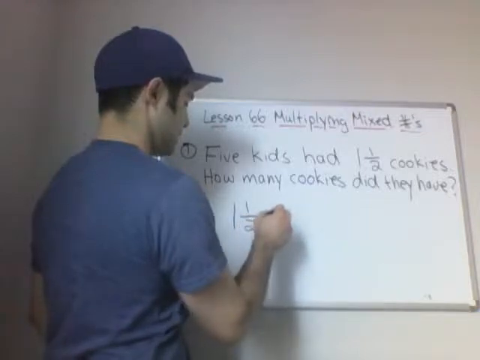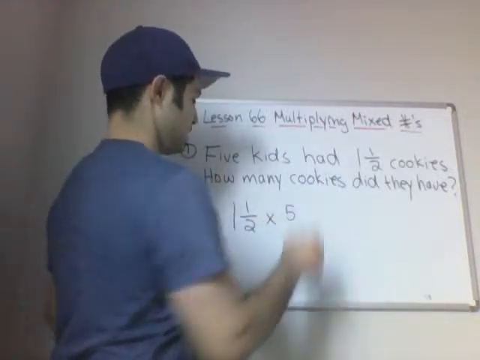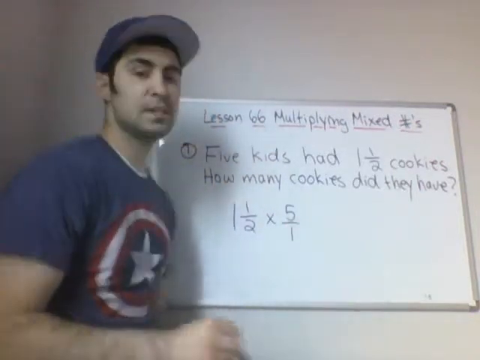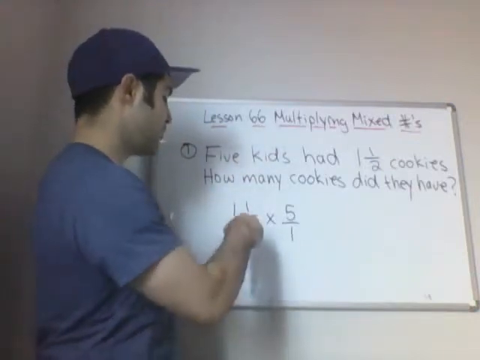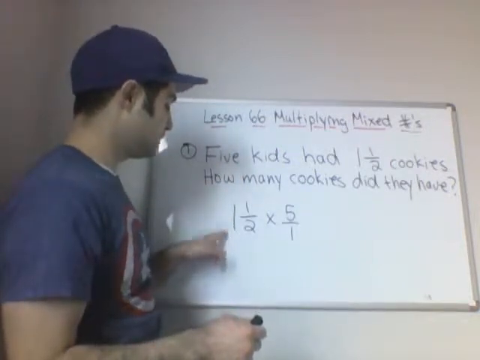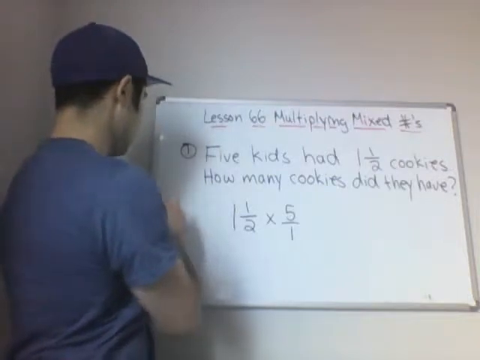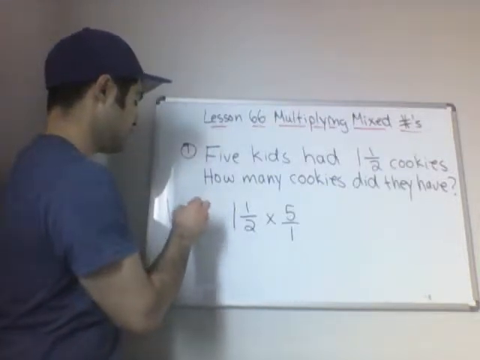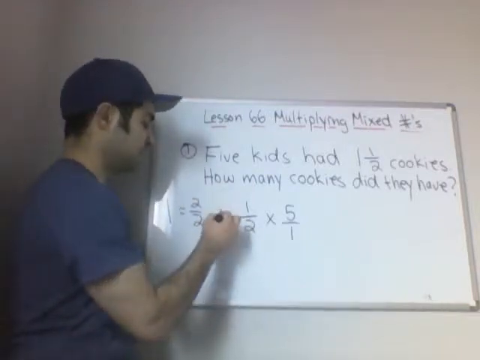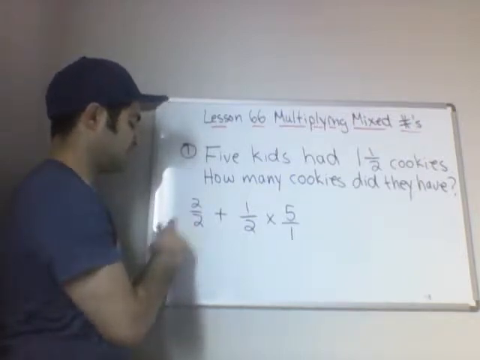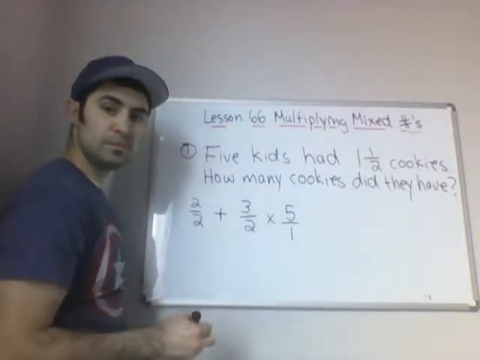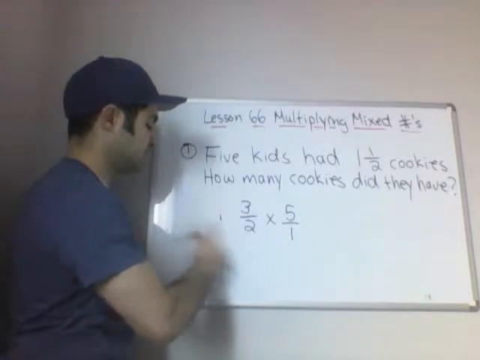So I'm gonna take 1.5 times five kids. You guys know how to make that into a fraction. Put it over one. There, five is now 5/1, which is a fraction. Now, in order to make this into a fraction, we got to do the backward C. You know that one is really equal to 2/2. So I'm going to take 2/2 and add it to 1/2. 2/2 plus 1/2 is 3/2. So I no longer need this.